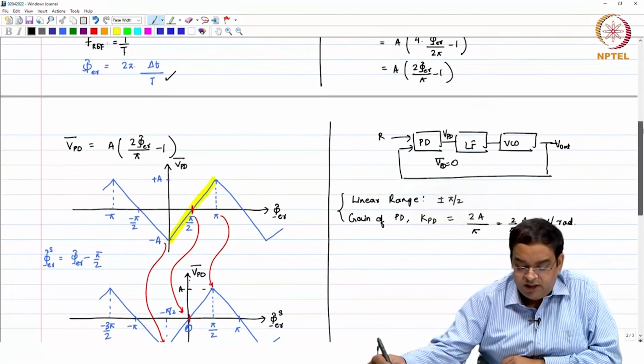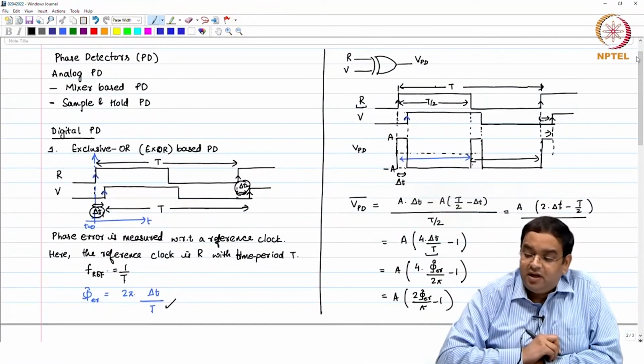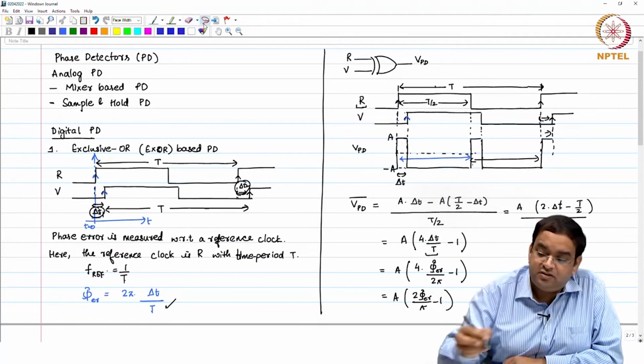Now, given this phase error detector and our analysis, actually when you go and implement it, there is some inherent problem with this phase error detector. So, let us just look at it.